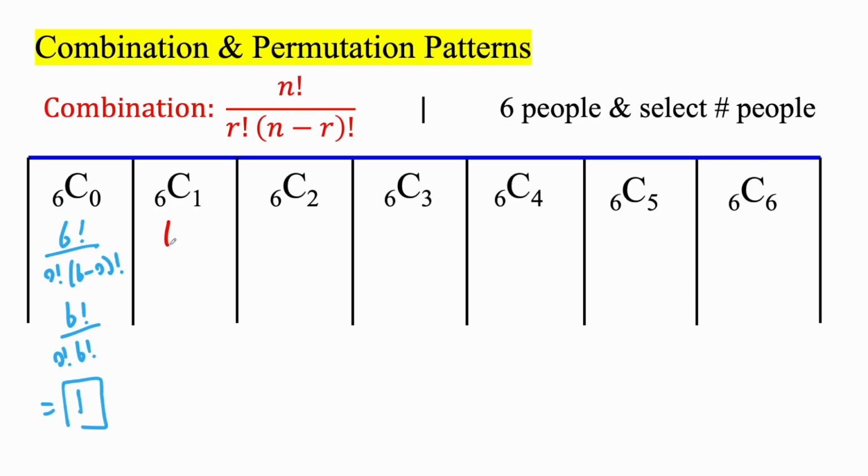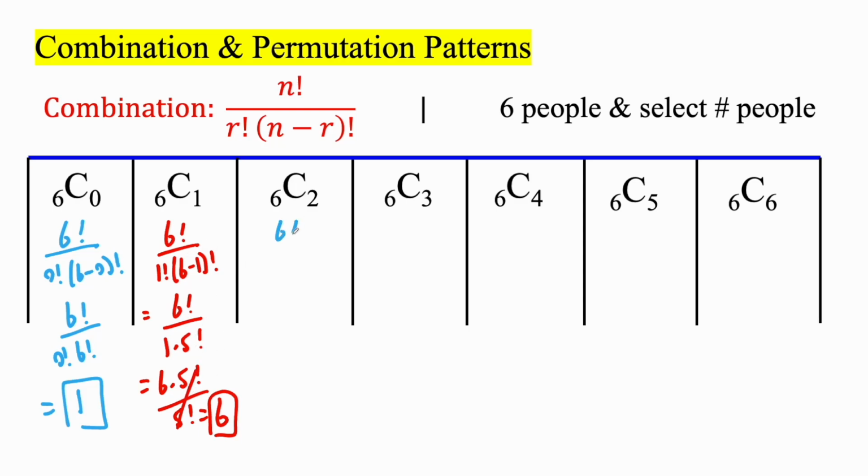Same idea for this: 6 factorial divided by r is 1, so 1 factorial, parentheses 6 minus 1, close it, factorial. We know 1 factorial is going to give us 1. So we have 1 times 5 factorial, and we're going to rewrite 6 factorial as 6 times 5 factorial, and so the 5 factorials cancel, and we get 6. So this is 6. Now the rest, I'm just going to set it up and write the answer. I'm not going to do all of these steps.